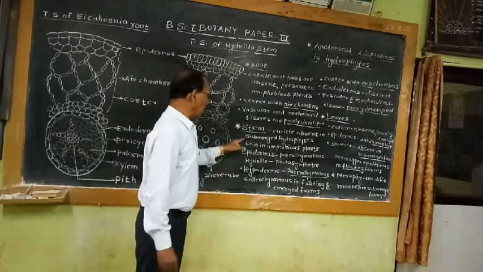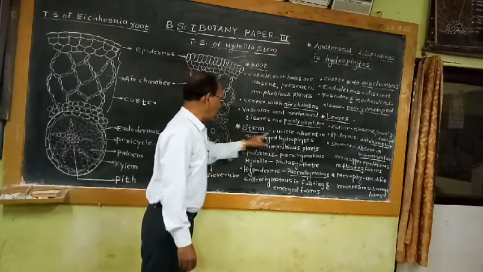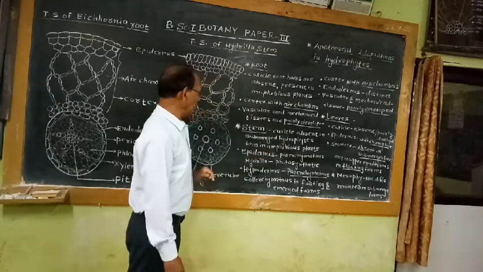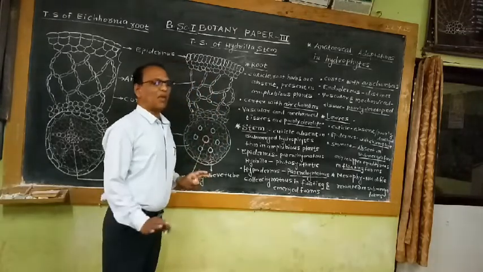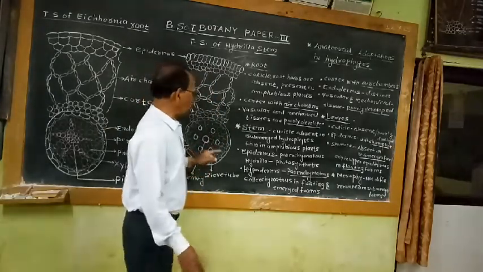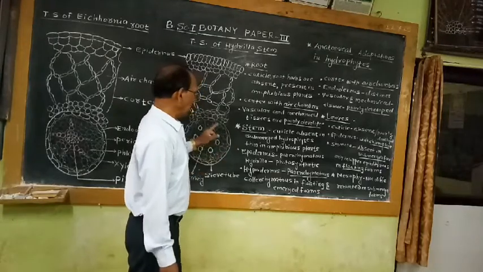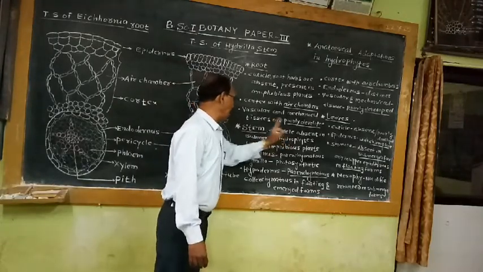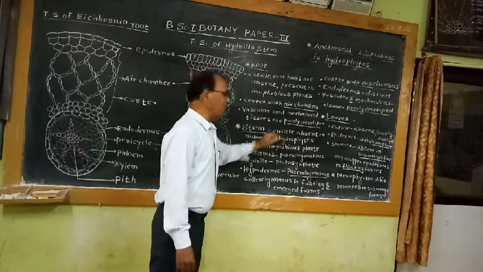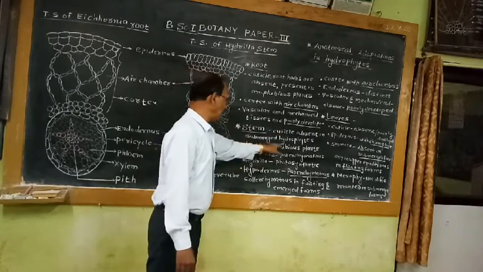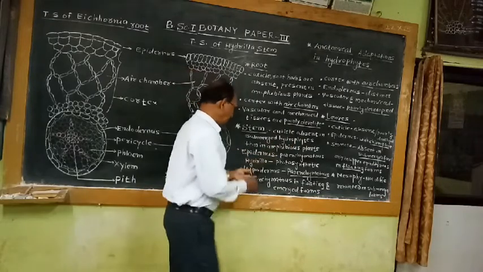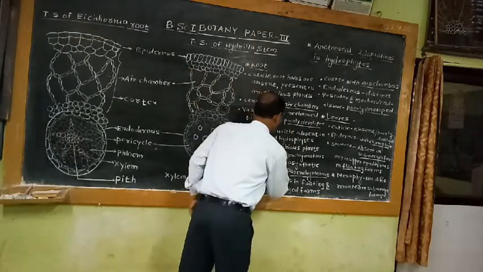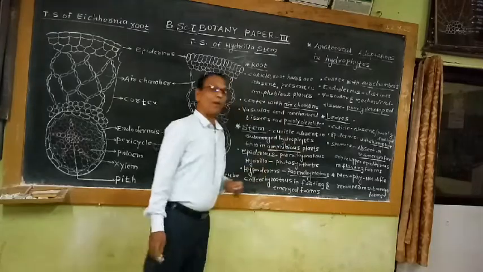Another important point about the cuticle is that it may be found in some plants, in some organs of the plants. For example, in submerged hydrophytic plants, the cuticle is generally absent, but in amphibious plants, you know very well what is the meaning of this term amphibious.